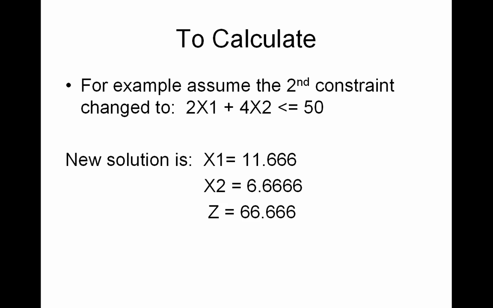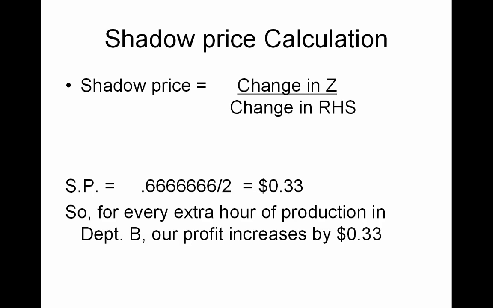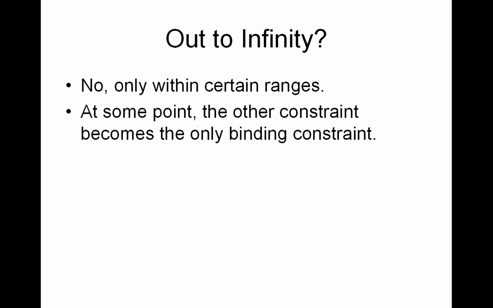Let's say that in the second constraint we change the right-hand side from 48 to 50, we get the new solutions. Then the shadow price is the change in Z divided by the change in the right-hand side, or in this case 0.666 was the increase in Z divided by 2 is 33 cents. So for every extra hour of production in Department B, our profit increases by 33 cents.